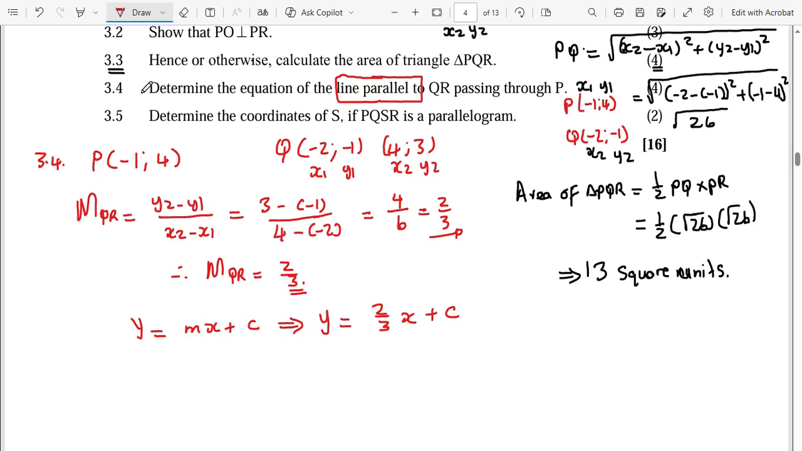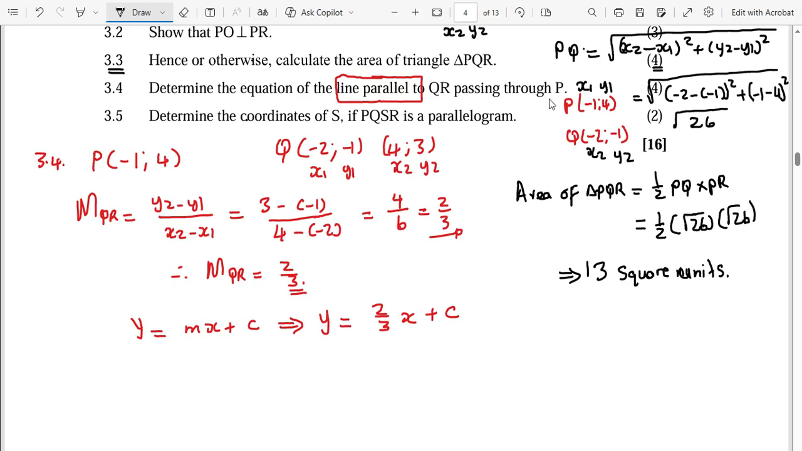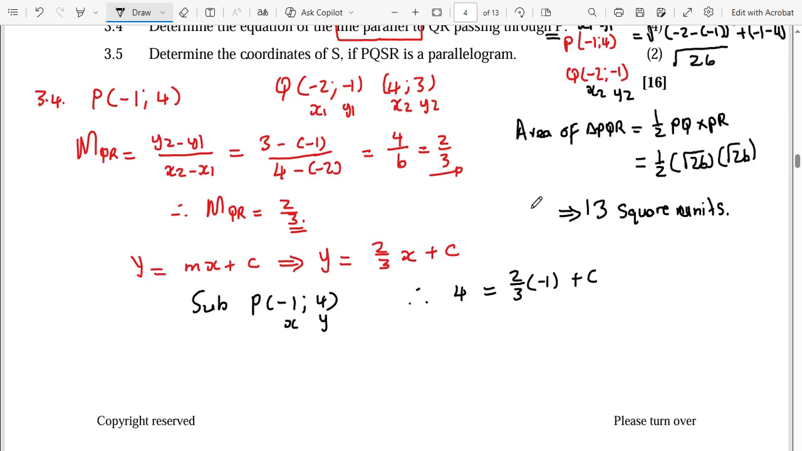So to find c, you're going to use the given point. They said it passes through P, so we're going to sub in P, which is minus 1 and 4. This is your x, this is your y. Where there's x in this equation, we put minus 1, where there's y, you put 4. So this will be 4 equals 2 over 3 times minus 1 plus c. So now we're going to bring this to the other side. It's like 4 equals minus 2 over 3 plus c.